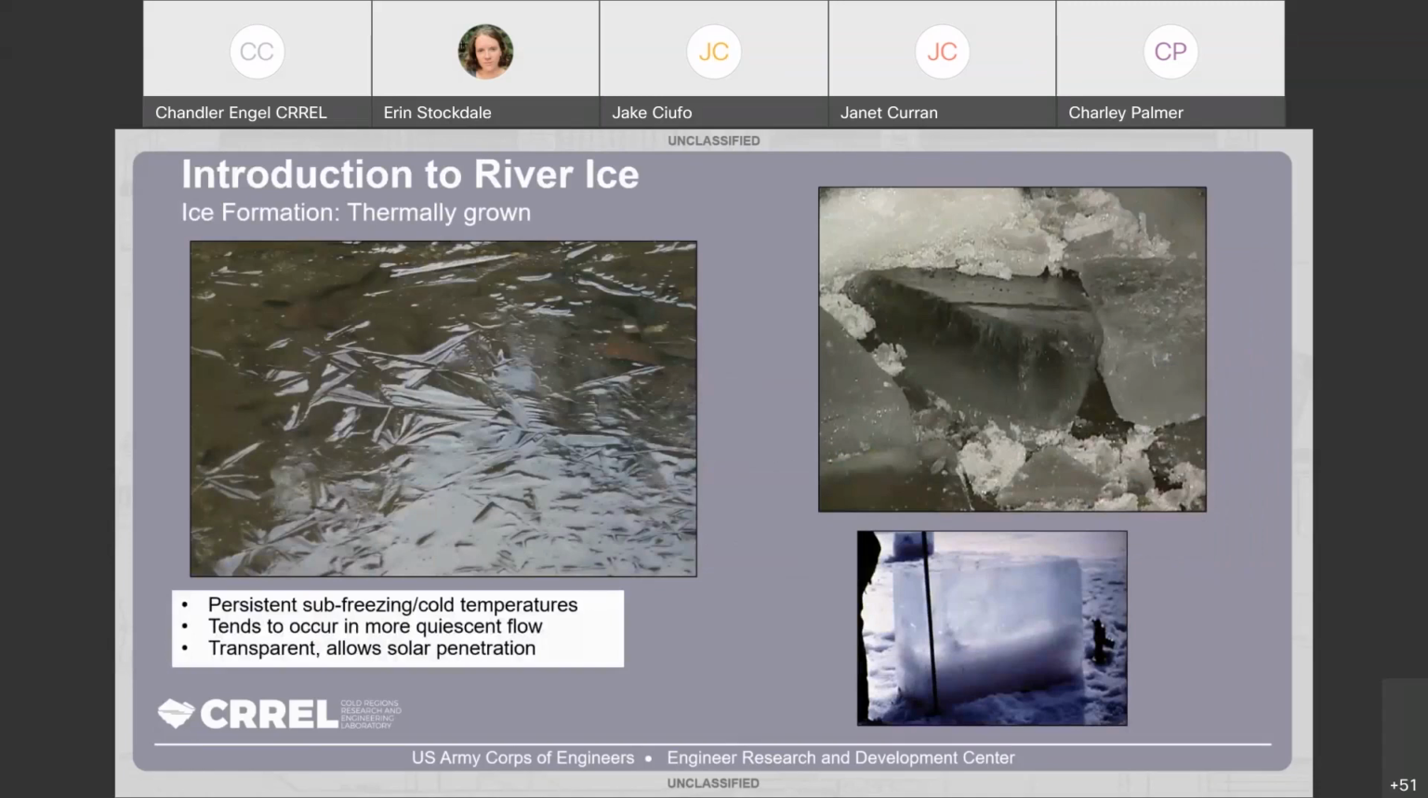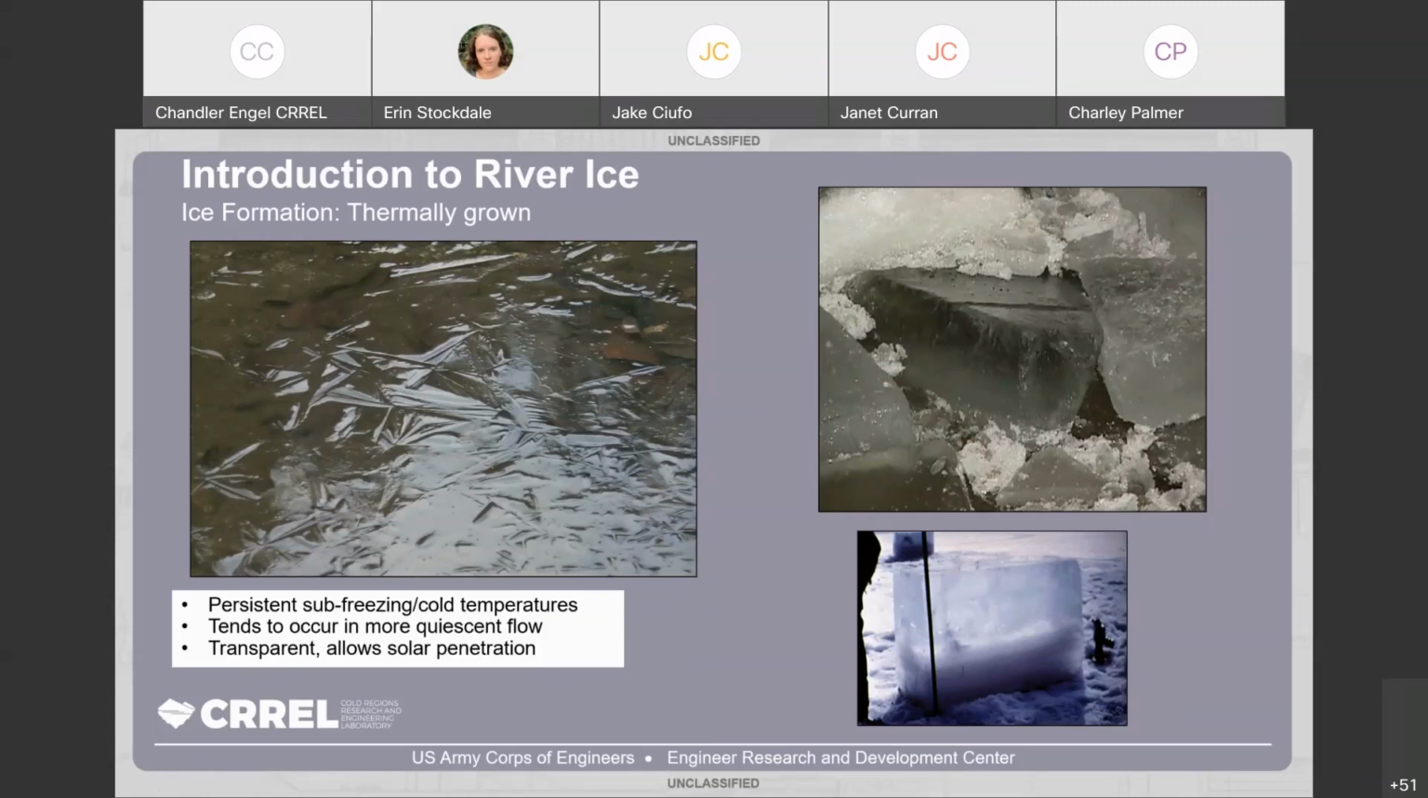We'll start with thermally grown ice, though. Thermally grown ice forms when there's a persistent period of frigid air temperatures, and the water body's been exposed to those types of conditions, such that the bulk water temp is below 4 degrees C, and probably there's some stratification going on. I've got cold water at the surface and more water down below. Thermal ice tends to be transparent.